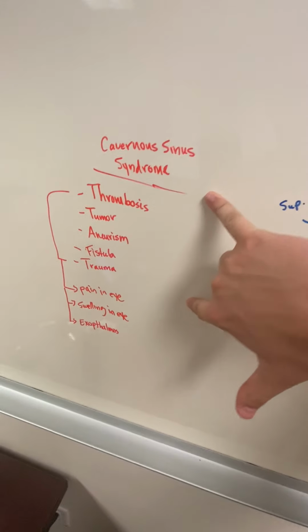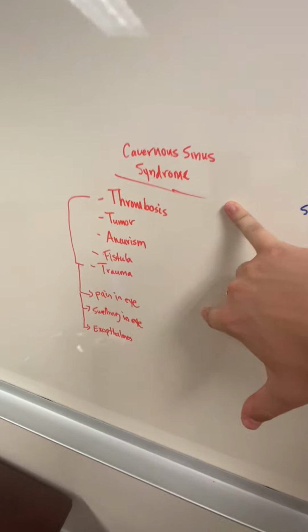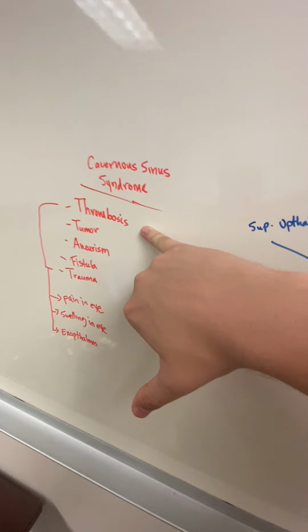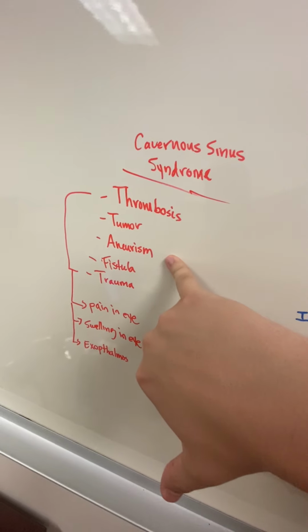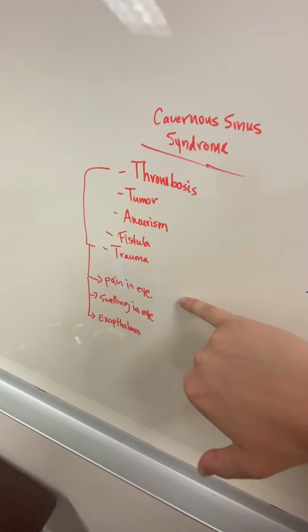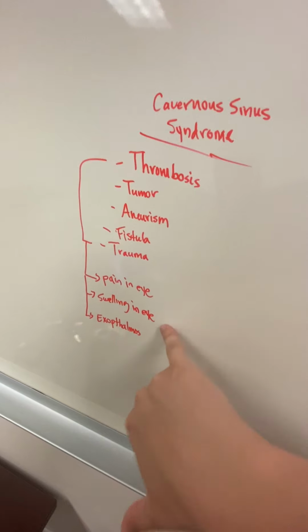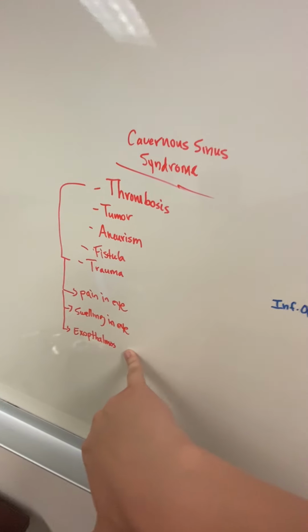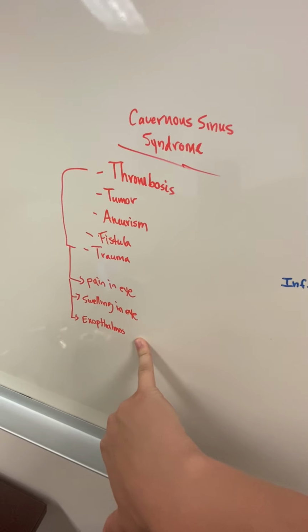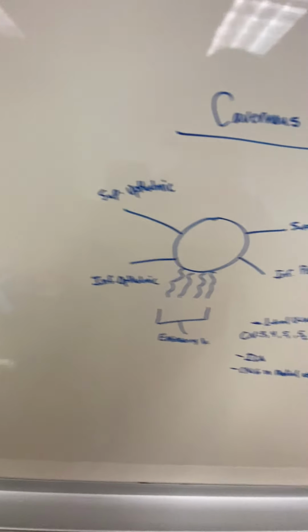Some pathology associated with the cavernous sinus is a syndrome. You can have thrombosis, which is a blood clot, tumor, aneurysm, which is when a vein would blow up, fistula, trauma, and they result in pain in the eye, swelling in the eye, ophthalmos, whatever that means. It's just when the eyes kind of protrude out of the head.